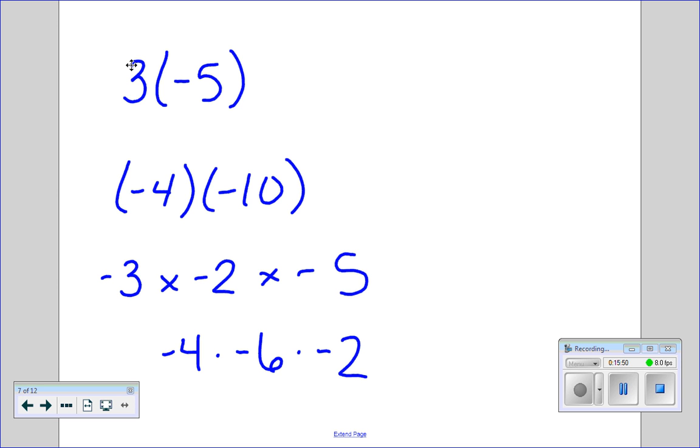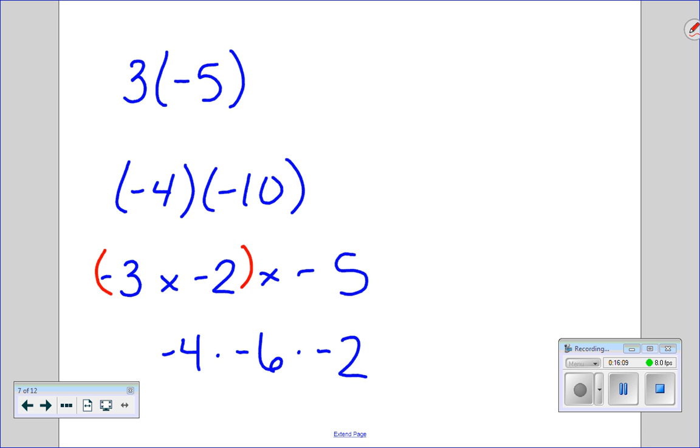Negative 4 times negative 10. Kale. Positive 40. Nice work. Two negatives equal a positive. Way to go. Positive 40. Now let's go down to the ones with 3, because I think this is where some of us were in trouble. So negative 3 times negative 2.